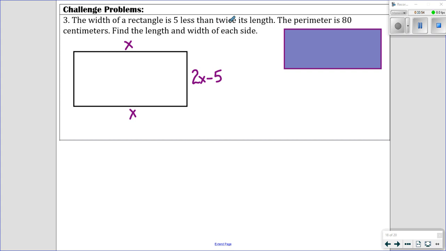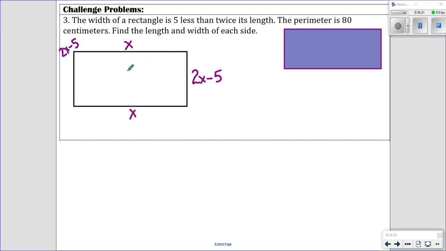It's not going to be 5 minus 2x, because 5 less than something means you're taking 5 away from something that exists. So you're taking 5 away from the 2x. That's why it's written that way. And you learned that in Algebra 1 when we're translating a verbal expression to an algebraic expression.